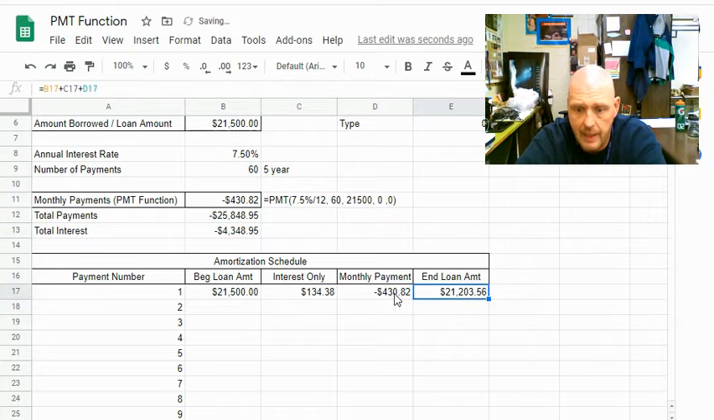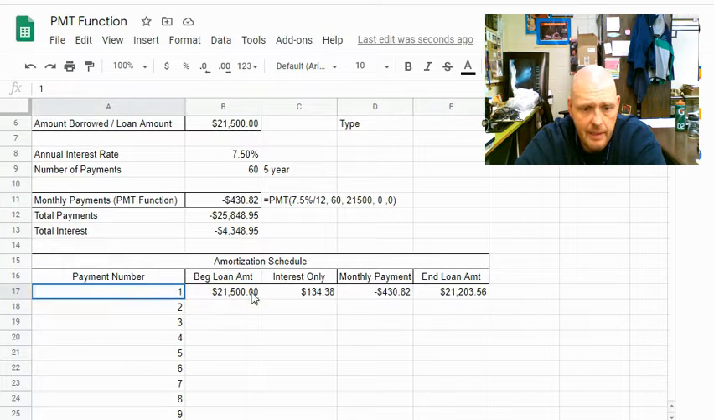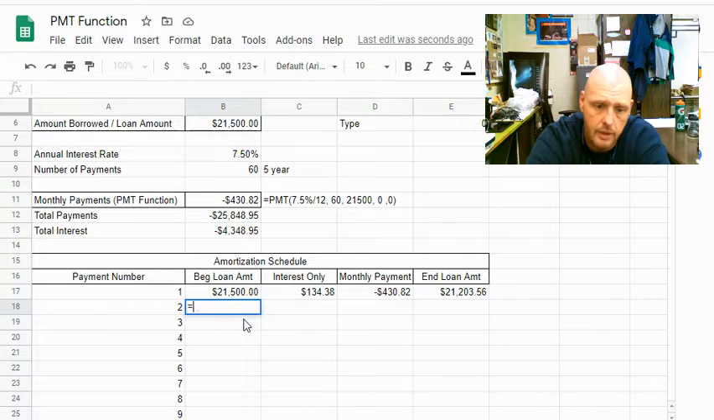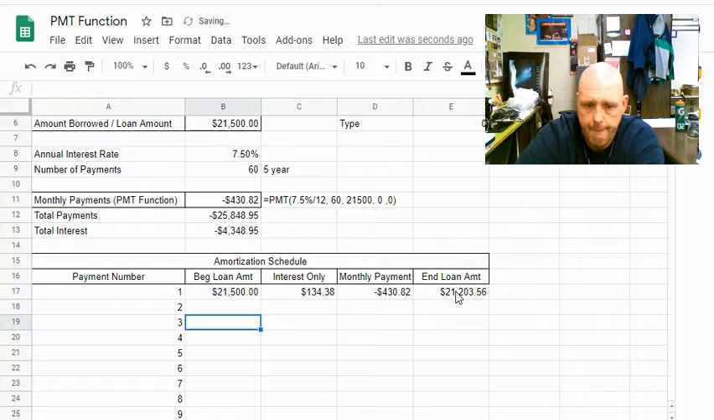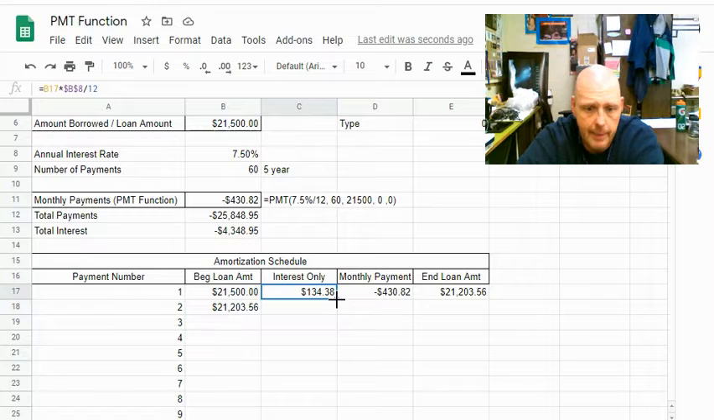And sure enough, my loan balance went down by about $300. If I ended payment number one owing $21,203.56, that's probably what I'm going to begin the next month with. Here's my key. I'm going to fill handle down one at a time. Now, my principal went from $21,500 to $21,200.